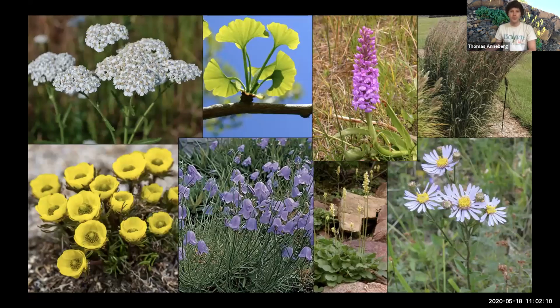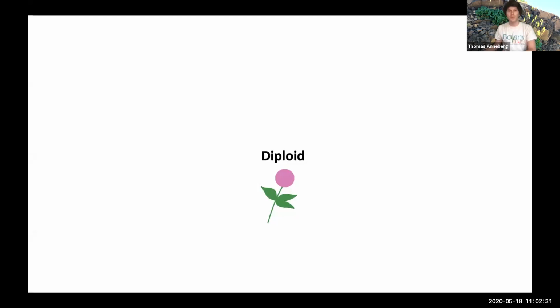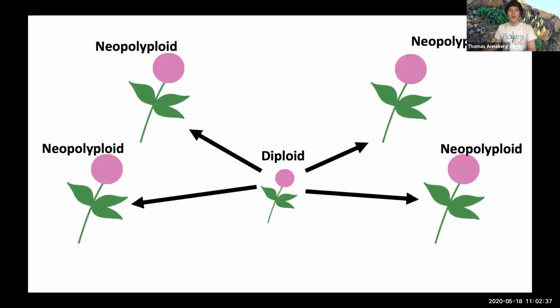Not only is it really common, but these polyploids are forming all the time, repeatedly through time, I should say. A good example of this is in the Tragopogon triangle, where the diploid parents are giving rise to neotetraploids, or first generation tetraploids, repeatedly. To illustrate that example with another cartoon, we can imagine a diploid clover species giving rise to very many neopolyploids. With neopolyploidy, there are some demographic challenges.